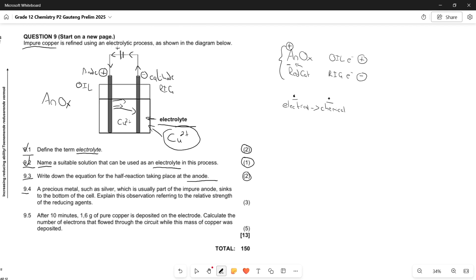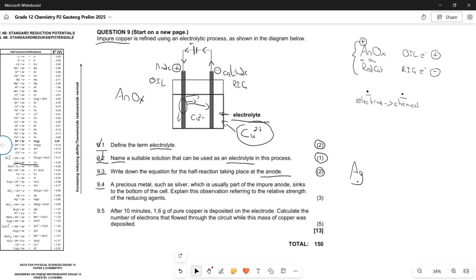And then 9.4 here says a precious metal such as silver, so we have Ag over there, which is usually part of the impure anode, sinks to the bottom of the cell. Okay, so it's part of our impure anode and it sinks to the bottom of the cell. Explain this observation referring to the relative strength of the reducing agents. So right now it's saying, why does Ag sink instead of also actually being oxidized and reduced on the electrode over here? So why does it sink, and why does the Cu2 plus in fact get oxidized and reduced?